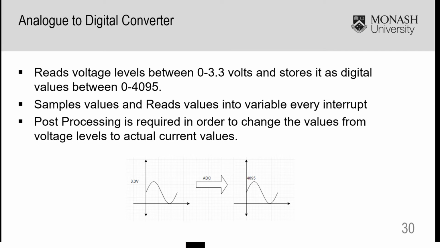In the analog to digital converter, it reads the voltage levels that have been sent between 0 to 3.3 volts and stores them as digital values between 0 to 495. This analog to digital converter samples values and reads values into variables every interrupt. However, once it's finished reading these variables, there is some post-processing that is required in order to change the values from the voltage levels to actual current levels of the inverter.